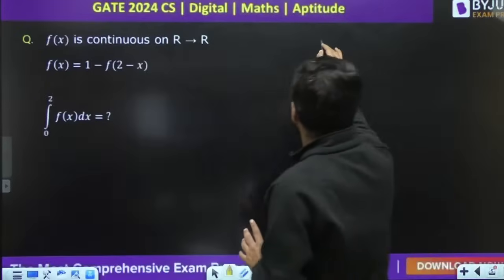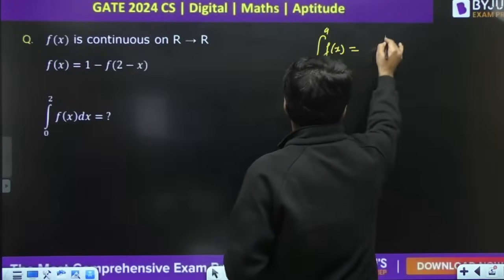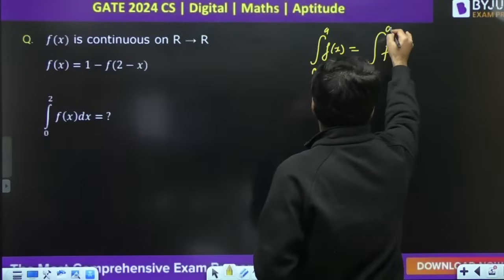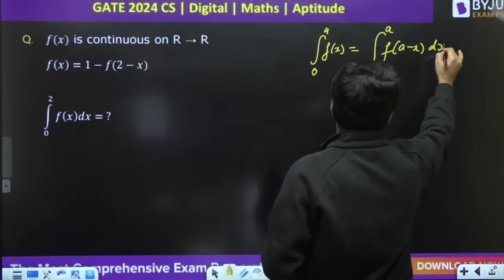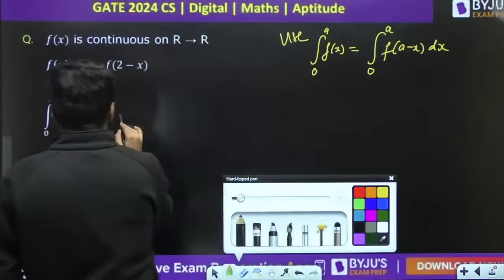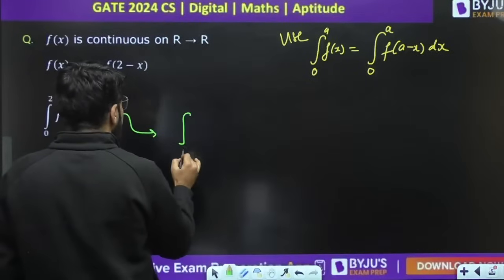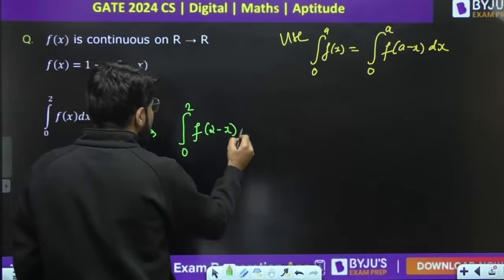What is one of the properties of the integral? Integral 0 to a f(x) dx is also equal to the same limit integral 0 to a f(a minus x) dx. One of the basic properties of the integral. If you just use this, you will get this is also equivalent to integral 0 to 2 f(a minus x), that is f(2 minus x) dx.